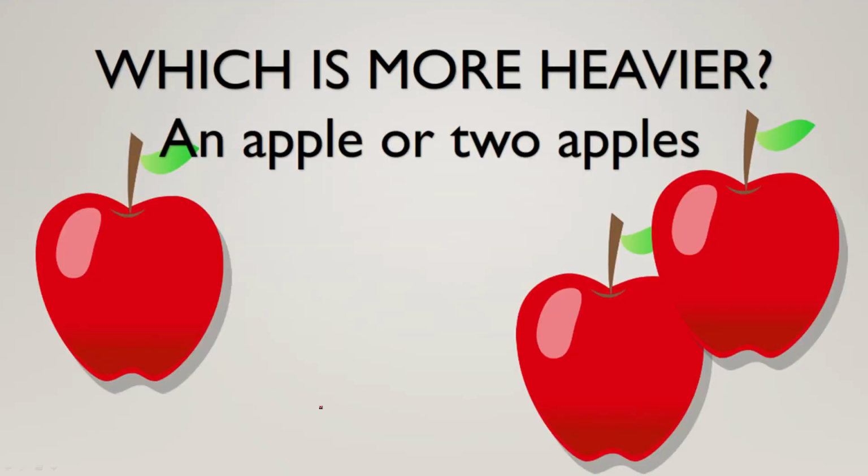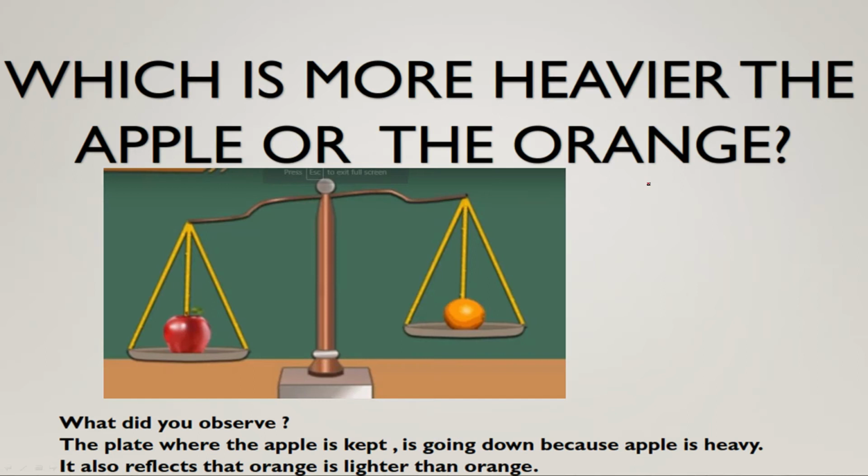Which is more heavier, an apple or two apples? Two apples are more heavier. Which is more heavier, the apple or the orange? The apple is heavier. What did you observe in this picture? The plate where the apple is kept is going down. It is going down because apple is heavy. It also reflects that orange is lighter than the apple.